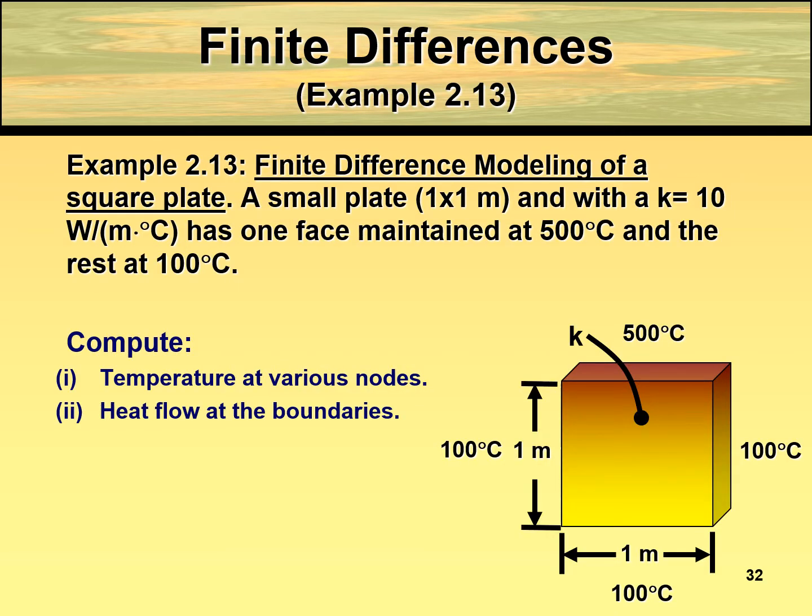Right, now let's look at this example. This example is basically asking you, it is given a square plate, a small plate 1 meter by 1 meter, with a k value of 10 watts per meter degree C, has one face maintained at 500 and the others maintained at 100, right? And then you're asked to find the temperature at various nodes and the heat flow at the boundaries.